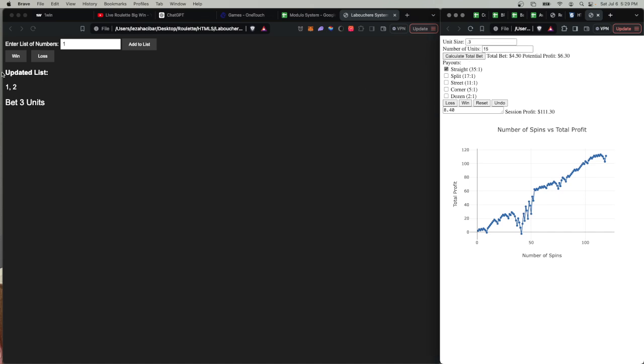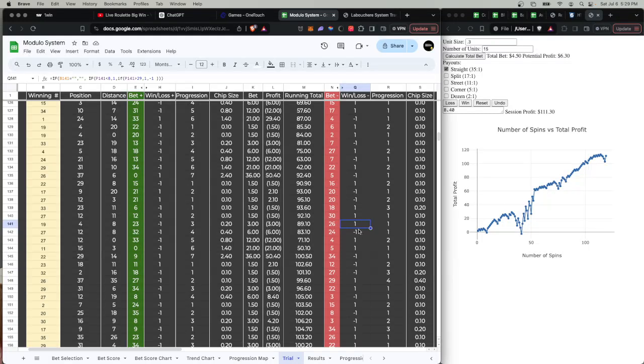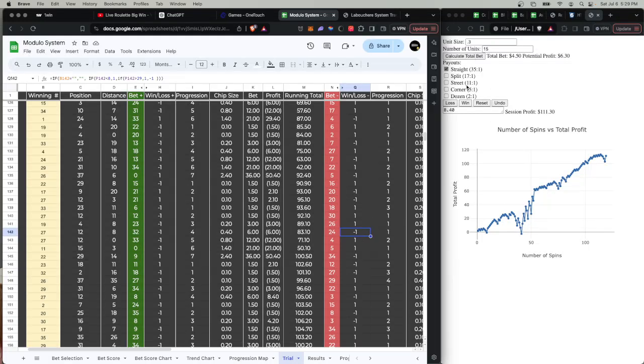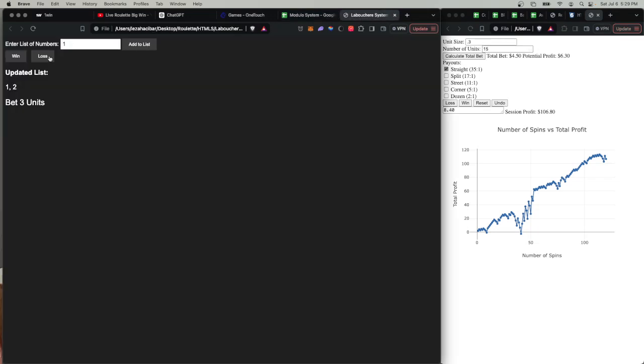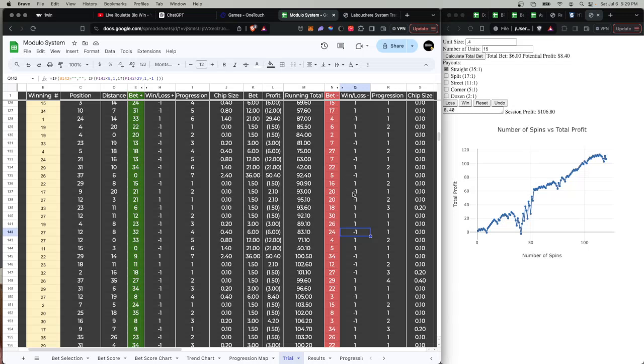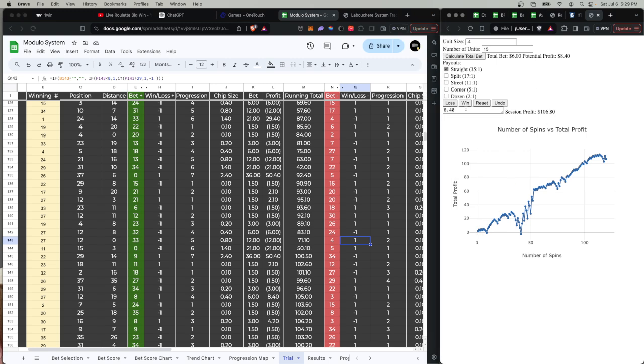If we win this, since there's only 2 numbers available here in the list, we will reset if we get a win. But that'd be too easy. So now we get a loss. And since we lost, we go up to 4. And since we lost, we go down 1, and then we get a win.